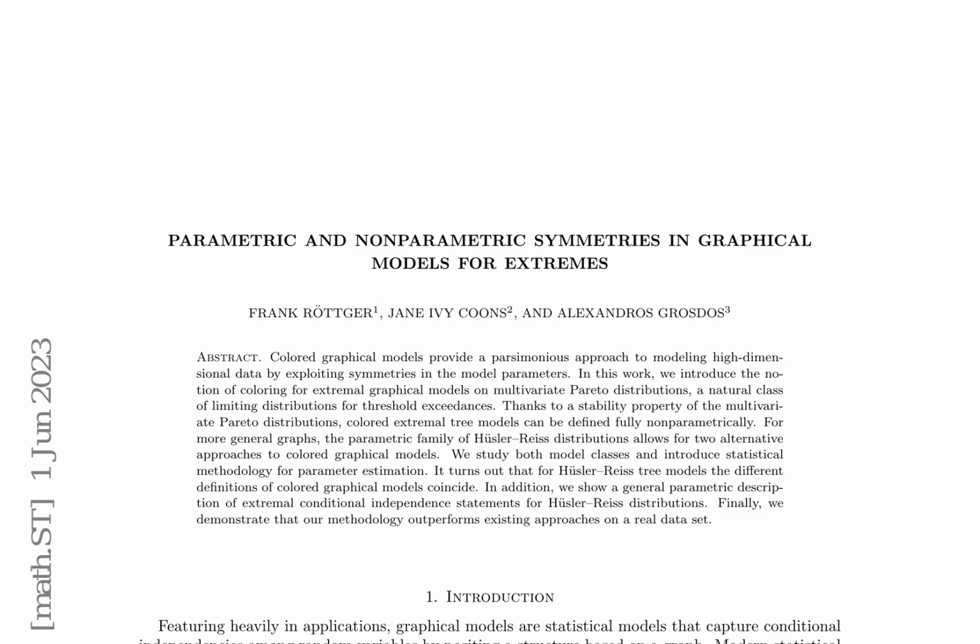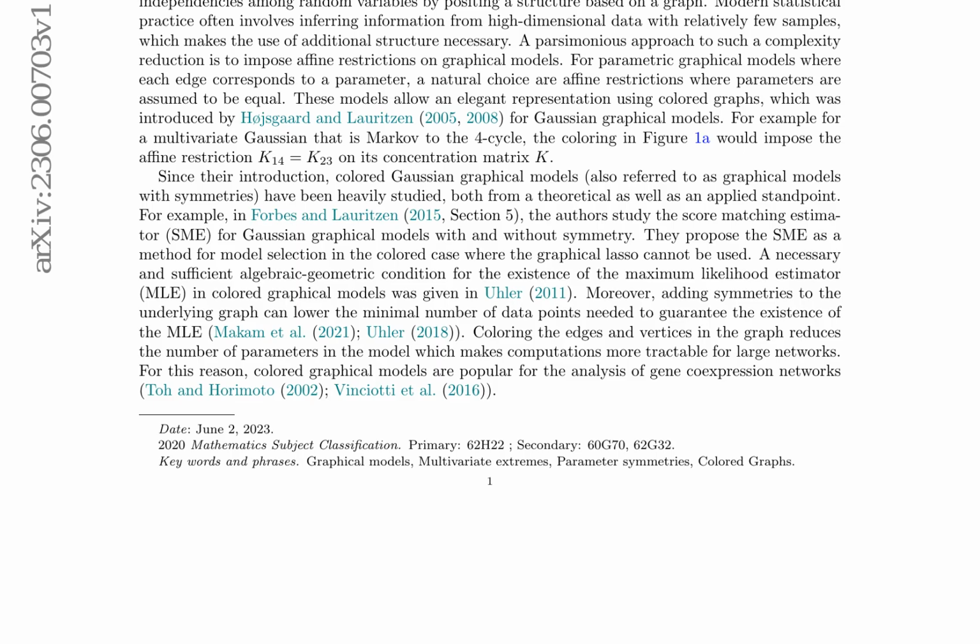These models exploit symmetries in the model parameters to provide a parsimonious approach to modeling high-dimensional data. For Hüsler Reiss tree models, different definitions of colored graphical models coincide. A general parametric description of extremal conditional independence statements for Hüsler Reiss distributions is also presented. The methodology proposed in the paper is demonstrated to outperform existing approaches on a real dataset.